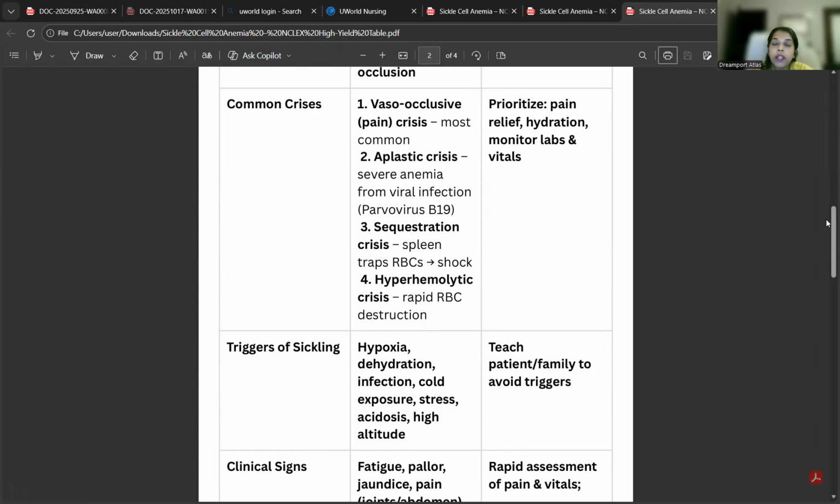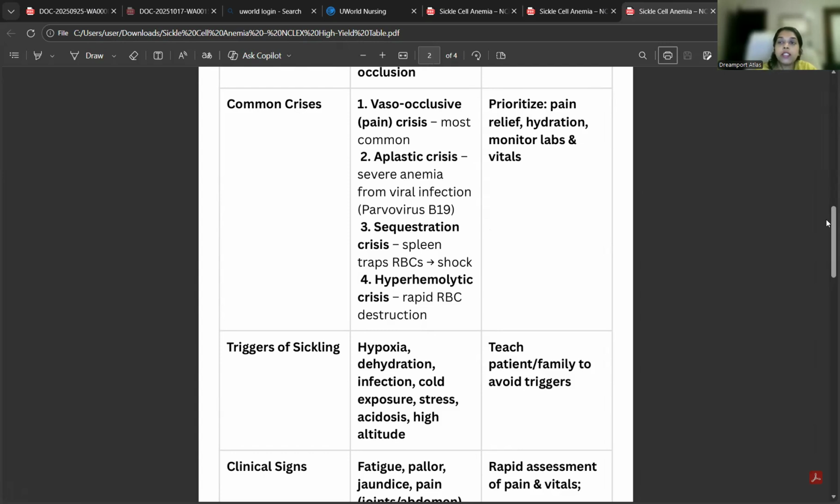And for our priority care, the priority assessment in the patient is usually to focus on pain relief. We can administer IV fluids to maintain hydration, and monitor the lab values to note anemia, for example the hemoglobin level, as well as the vital signs trend.